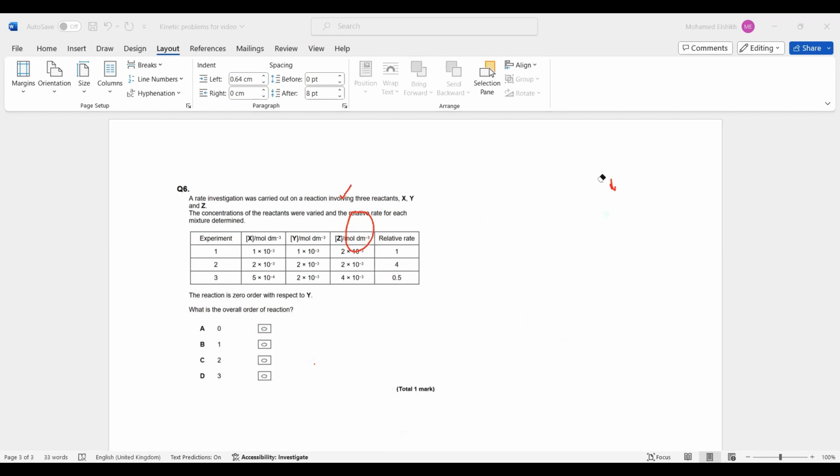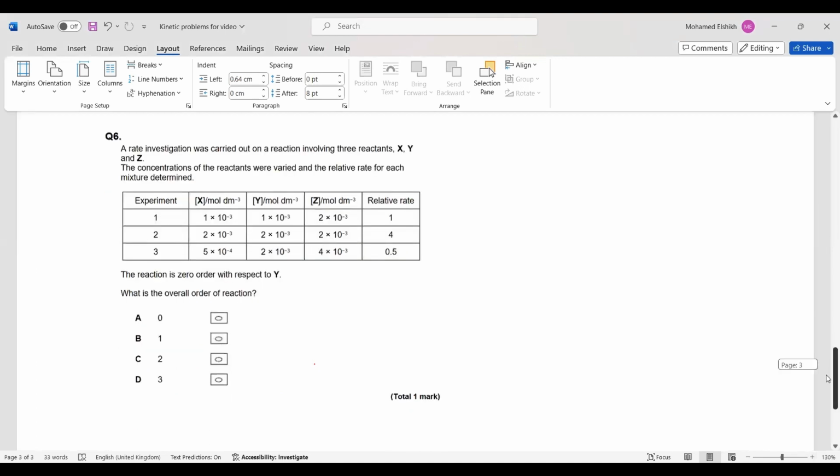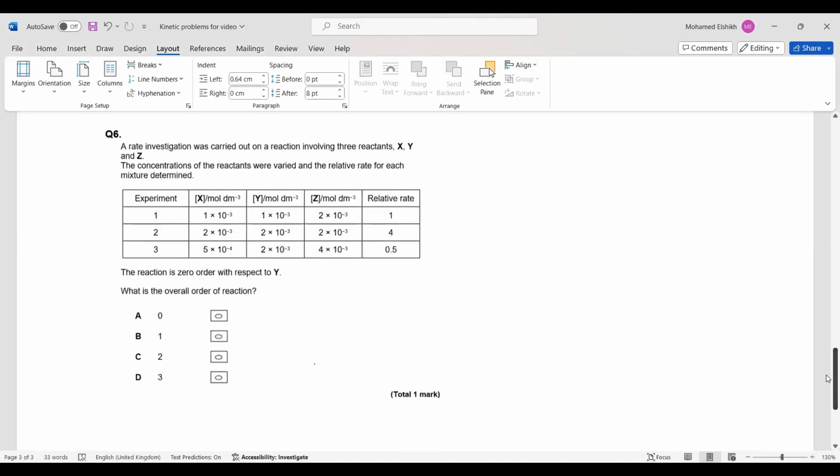This is a problem about an MCQ. Okay, it says a rate investigation was carried out on a reaction involving three reactants X, Y, and Z. The concentration of the reactants were varied, changed, and the relative rate of the mixture was determined. Fine. So they're telling us to find the overall order of the chemical reaction.